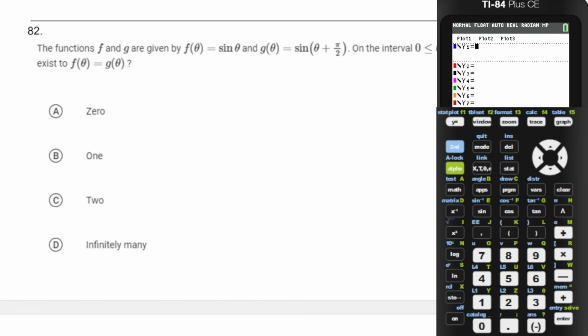All right, so f of theta is sine theta, and as soon as we hit one of these trig buttons, we need to make sure that we're in radian mode. Okay, we are in radian mode, so we're good to go. You need to always be in radian mode in this class. So I'm going to graph sine of x, and then also graph sine of x plus pi over 2.